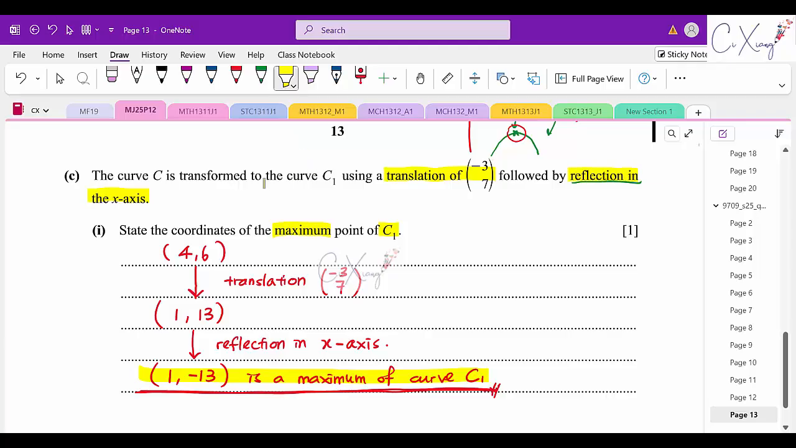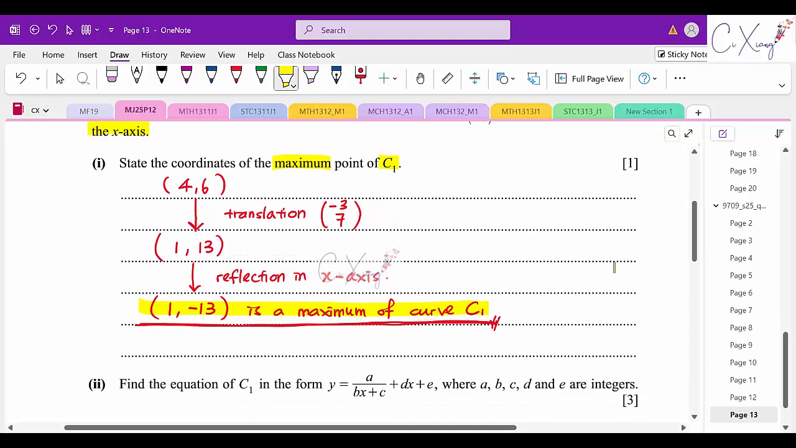Alright, so this is how I go through it. I would select the point that I know will become a maximum point first, then from there I slowly go through the transformation, then change the coordinate accordingly. Alright, then let's have a look at part number 2.